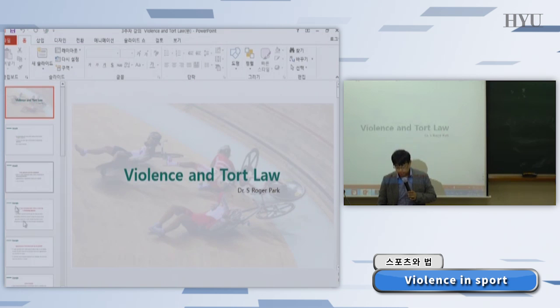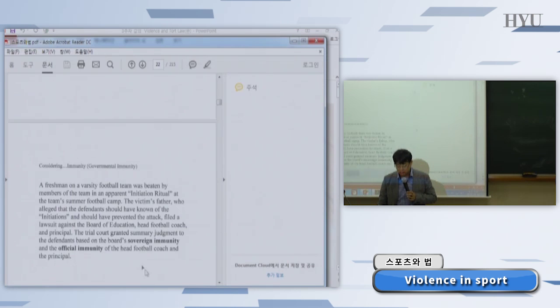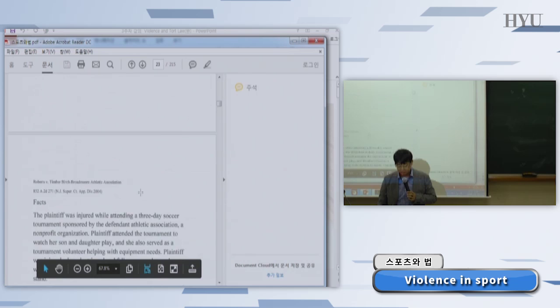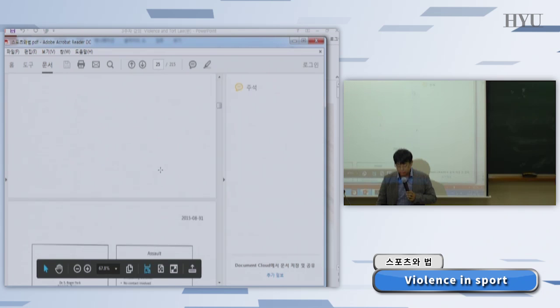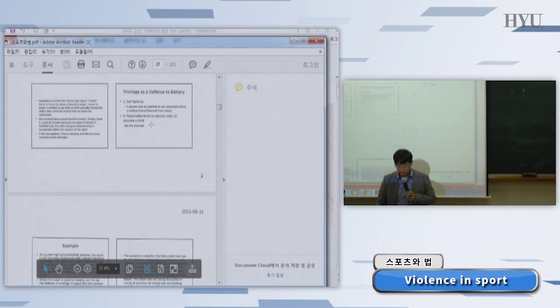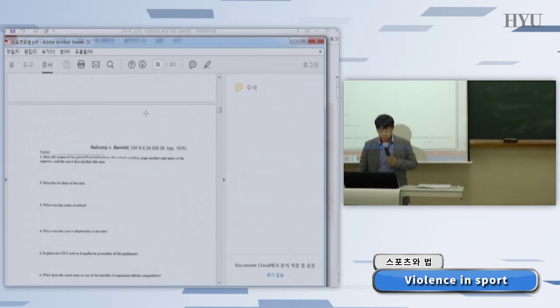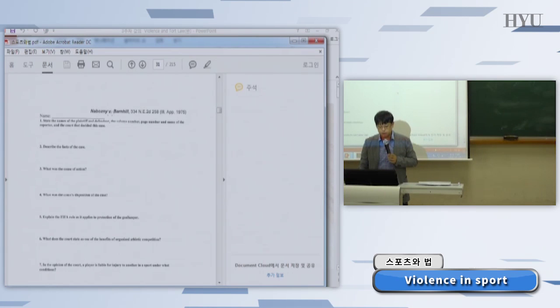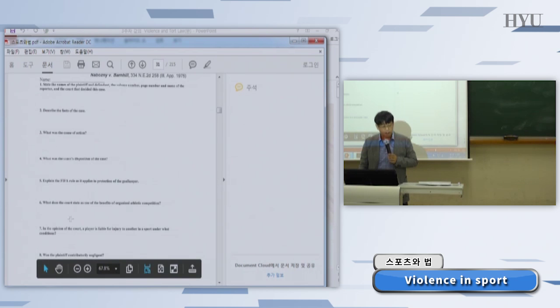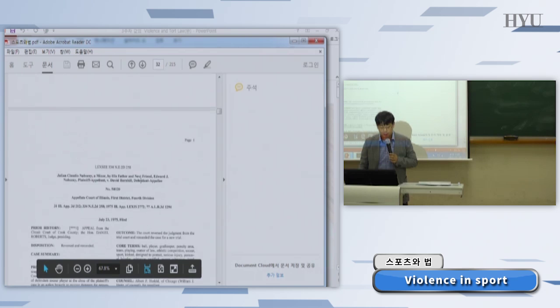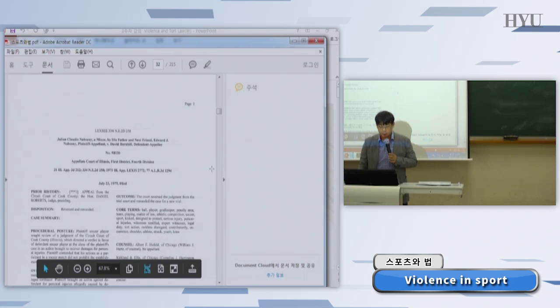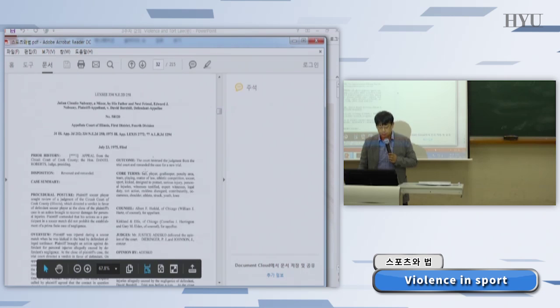Okay, so this is the reading packet. Week number 3, right? Violence and tort law. So this is the Nabozini case, Nabozini versus Barnhill. You have to answer 8 questions after reading the case. This is an actual summary of the case. This is page number 32.